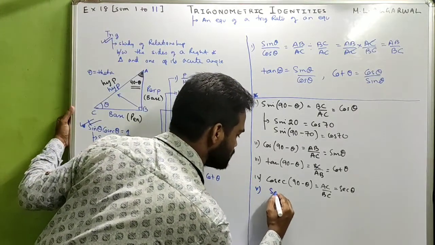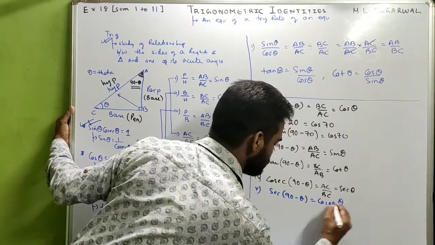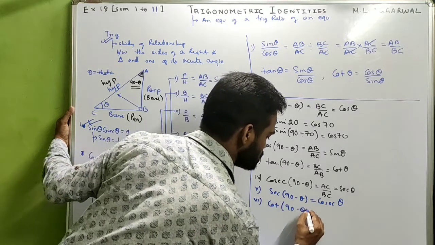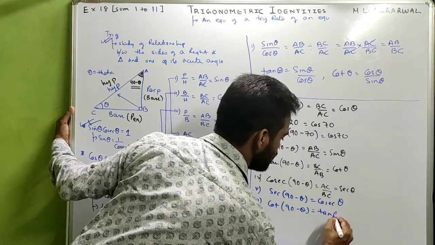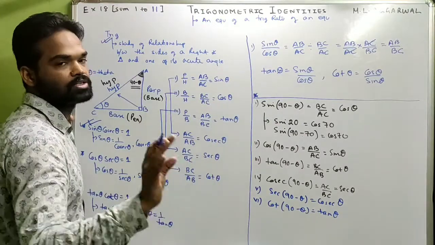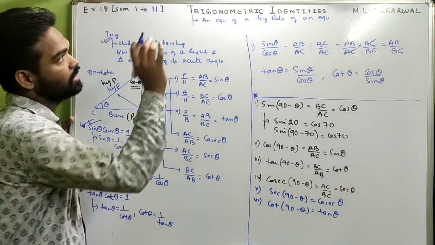Similarly, we can say that sec(90° − θ) is cosec θ. We can tell cot(90° − θ) is tan θ. So these are your complementary angle relationships. Okay. Now look at the identities.